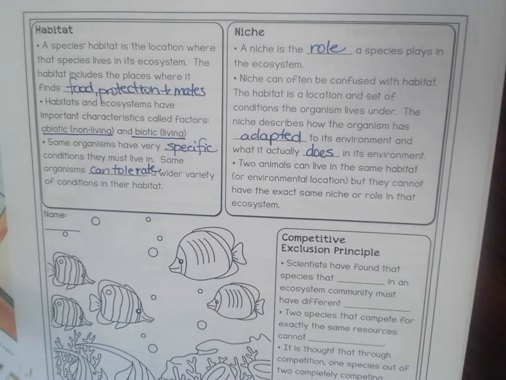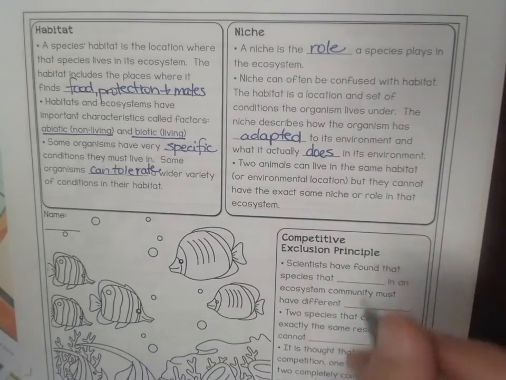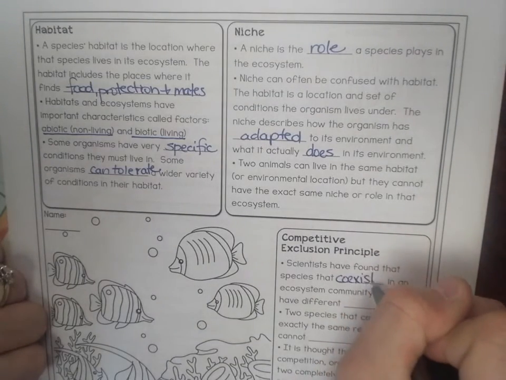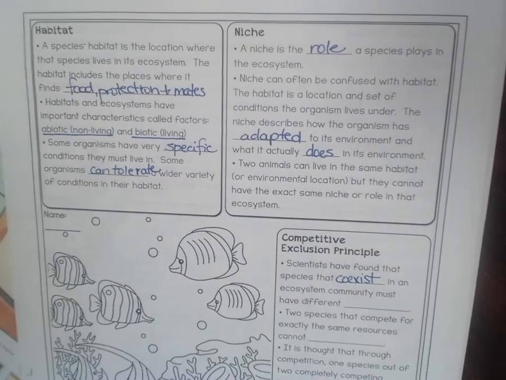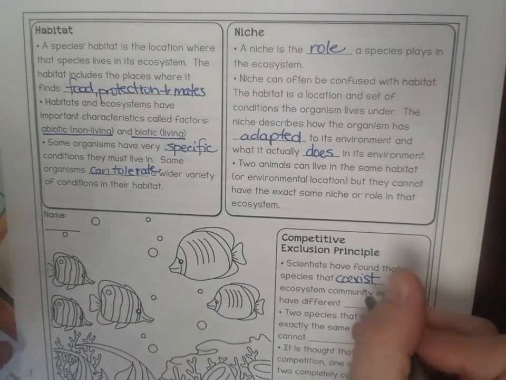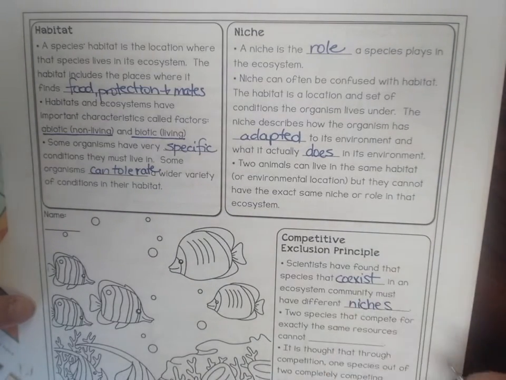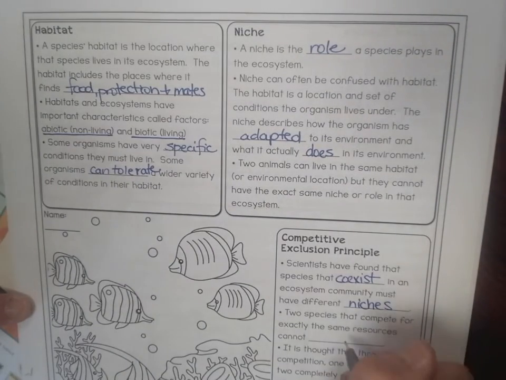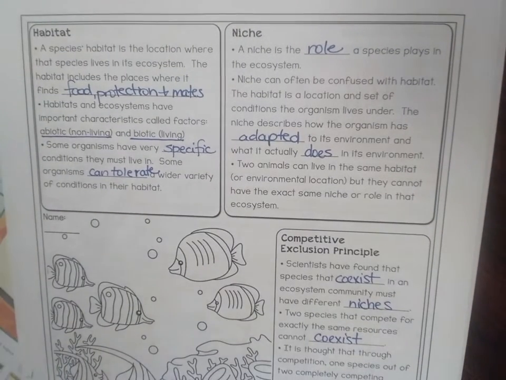So then there's something called the competitive exclusion principle. Scientists have found that species that coexist in an ecosystem community must have different niches. Two species that compete for exactly the same resources cannot coexist. It is thought that through competition, one species out of the two completely competing species eventually outcompetes the other.